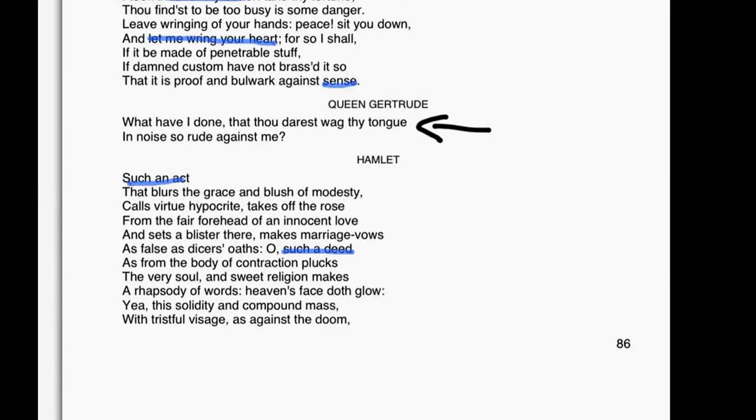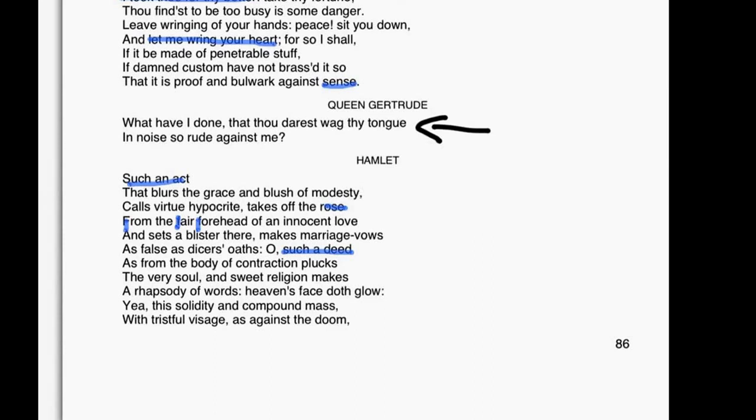But he says that the act that she has done is so bad that it takes off the rose from the innocence of her first love and makes a mockery of her original marriage vows. So notice that he refers to it as the rose. So it's that continuation of the garden imagery that we've had the whole way through. When he's talking about Gertrude's marriage to King Hamlet, he uses the alliteration of that soft F sound from "the fair forehead of an innocent love." So we've got that soft sound matching Hamlet's positive view of his father's marriage to Gertrude.